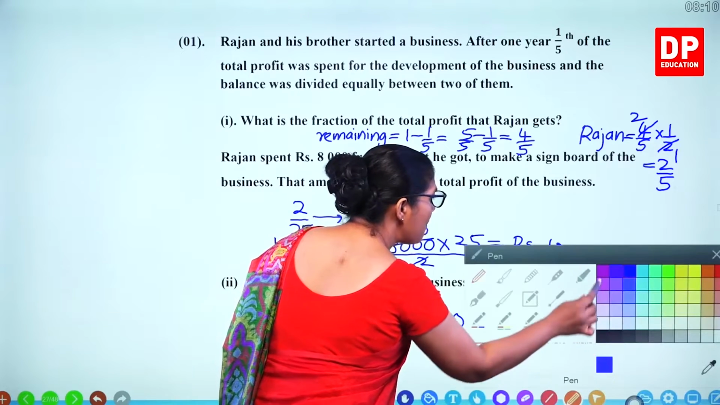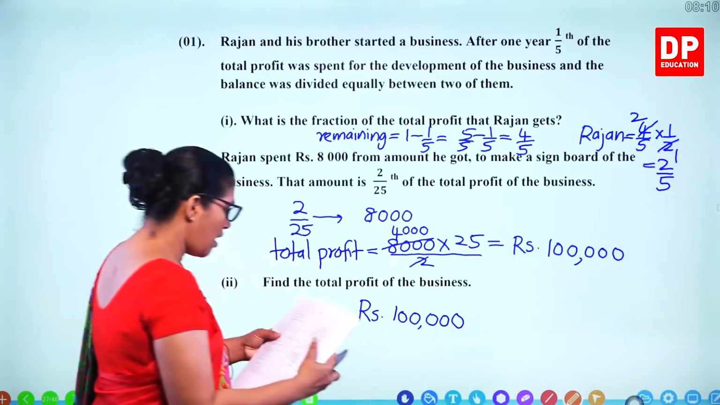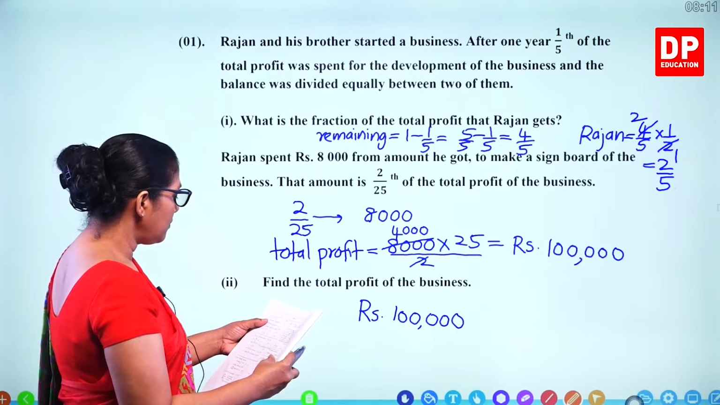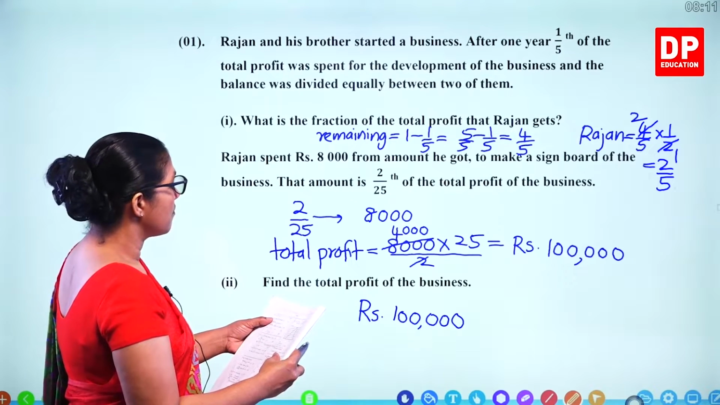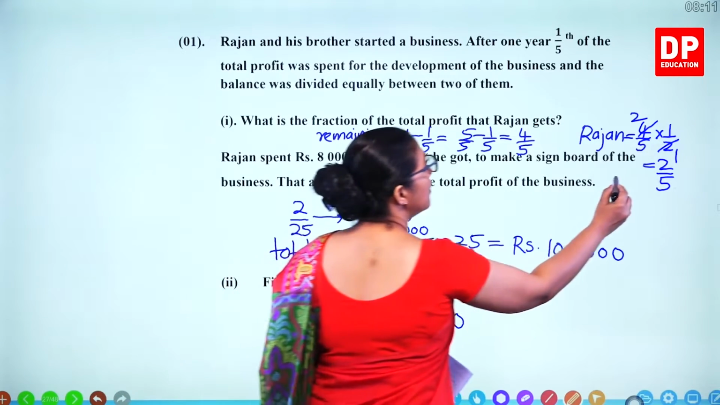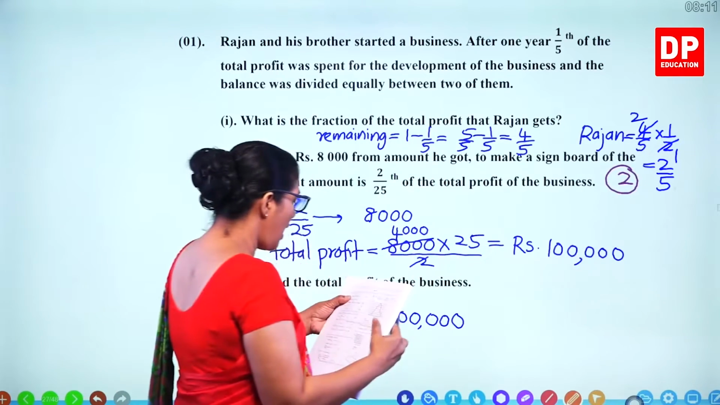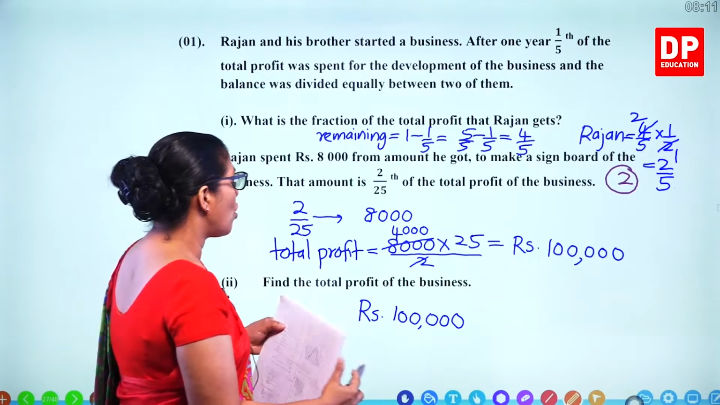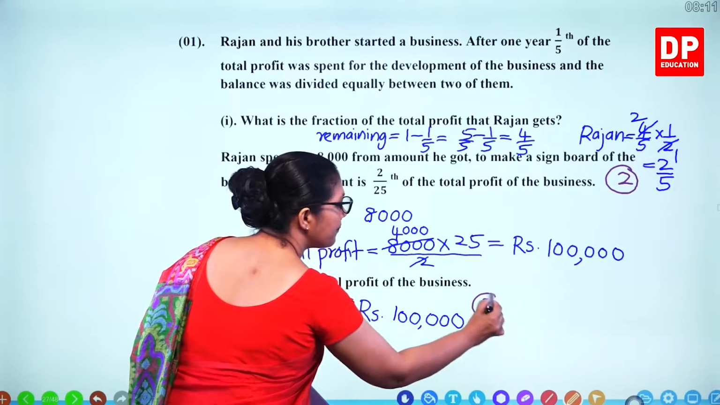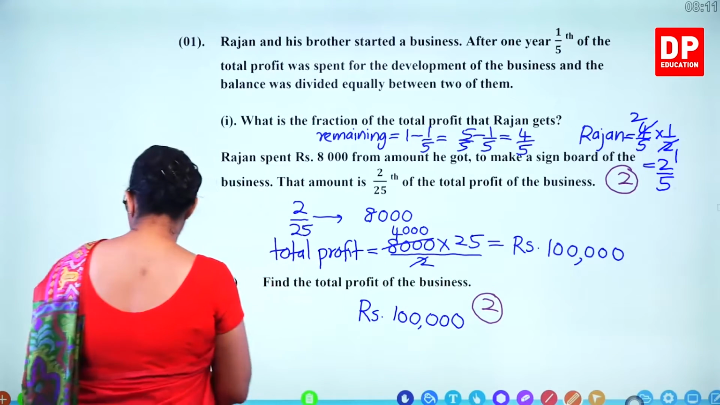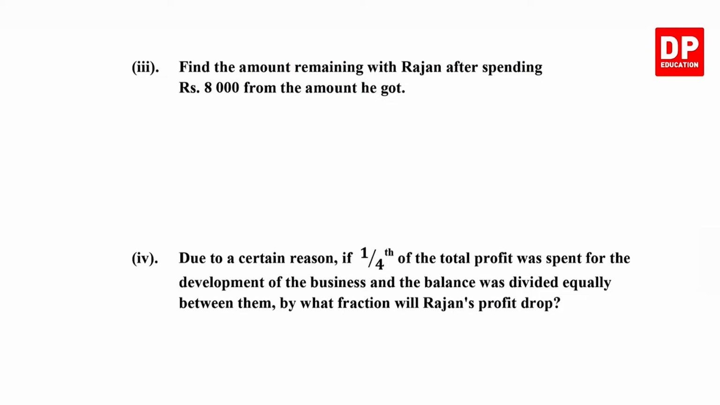So we'll see how many marks for these 2 steps. According to the marking scheme, for 2/5 you get 2 marks. And for this part, finding the total amount, also 2 marks. So you get 4 marks for these 2 steps. Now let's take the next one.